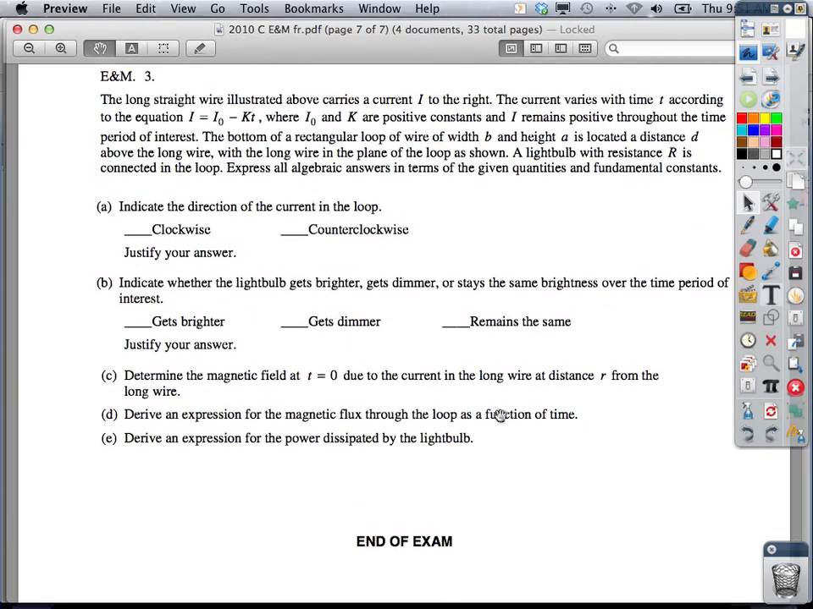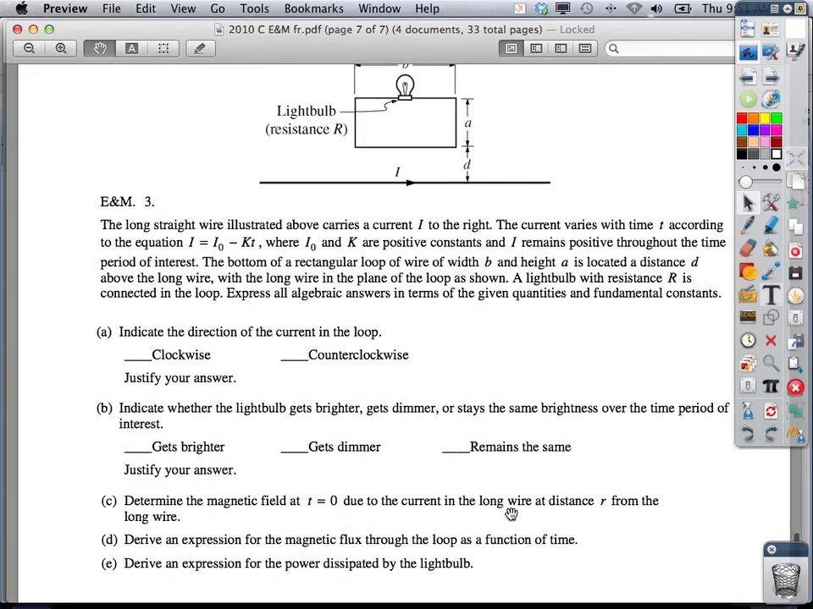All right, then B: indicate whether the light bulb gets brighter, dimmer, or stays the same. Okay, what do you notice about the rate at which the current is decreasing? You see the current is decreasing by a constant value, which means the decrease is linear. Do you see what I mean when I say linear? It means the decrease is constant per time. If that's true, then the change in flux should be constant per time.